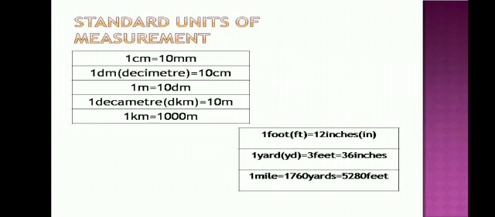These are some standard units of measurement. 1 centimeter equal to 10 millimeter. 1 decimeter equal to 10 centimeter. 1 meter equal to 10 decimeter. 1 decameter equal to 10 meter. 1 kilometer equal to 1000 meter. 1 foot equal to 12 inches. 1 yard equal to 3 feet. 1 mile equal to 1760 yards.